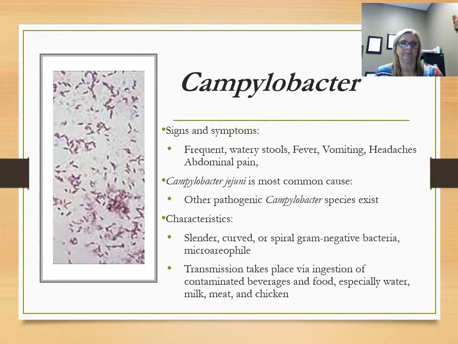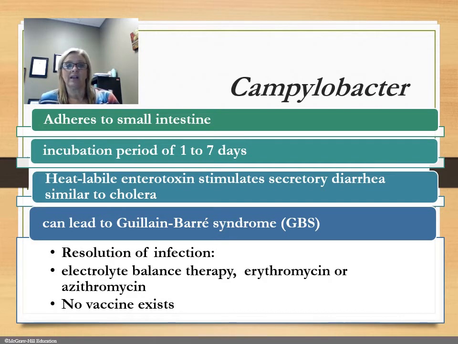Once ingested, Campylobacter jejuni can reach the mucosa at the last segment of the small intestine near the junction with the colon, and there it's going to adhere and actually burrow through the mucus and then begin to multiply. And so symptoms can begin within 1 to 7 days. It's going to be the incubation period. It has a heat labile enterotoxin, which can cause a stimulation of diarrhea that is similar to that of cholera.